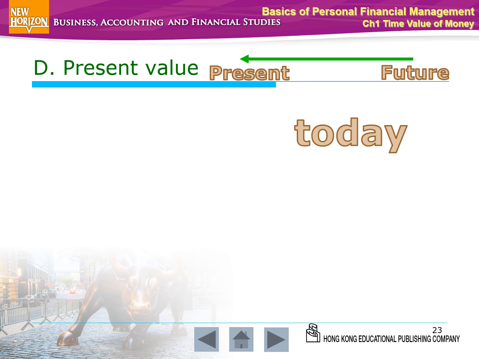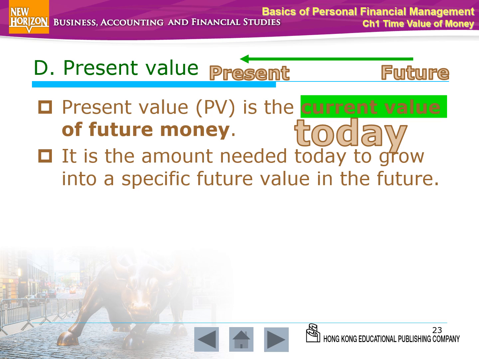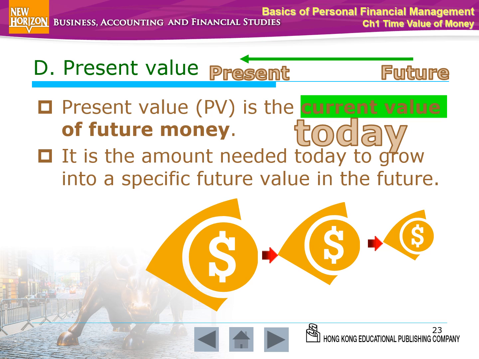After teaching what future value is and the calculation of future value, we now go to present value. Present value is the current value. Current value means today's value of future money. Future money is just the money you need for retirement. Say, for example, you need $5 million at your retirement age. You should tell yourself how much you should deposit now in order to get that amount for retirement. This is what present value means. It is the amount needed today to grow into a specific future value, just like this.